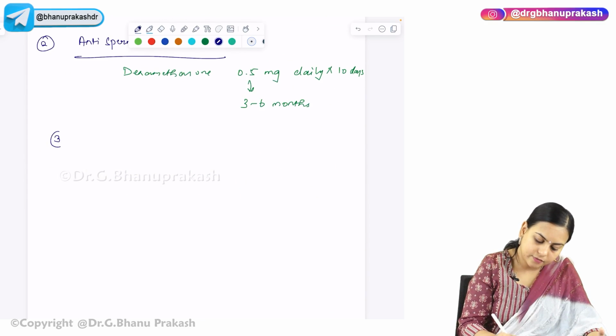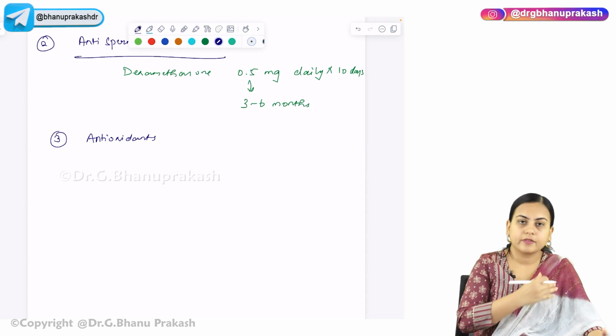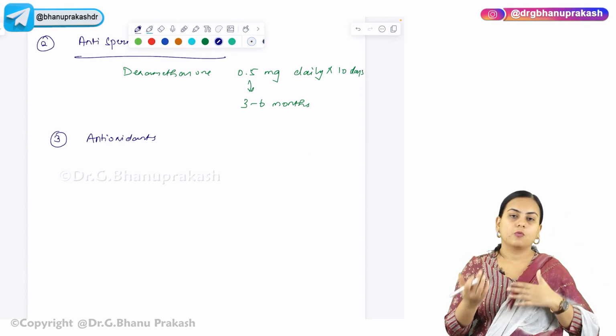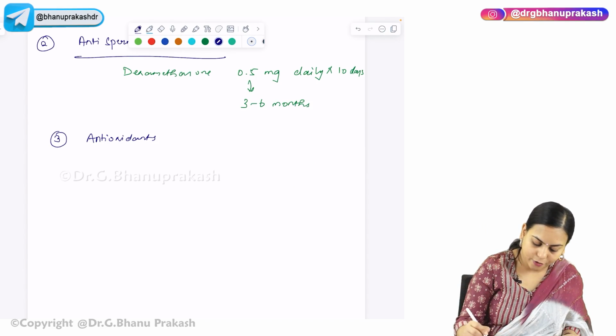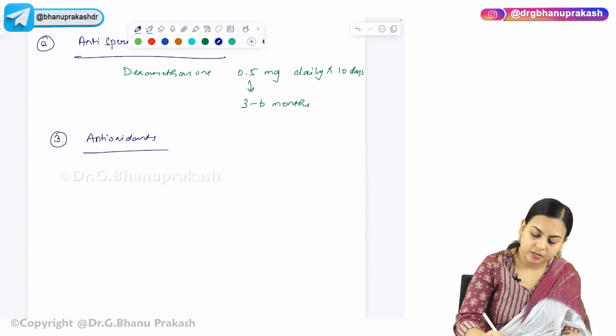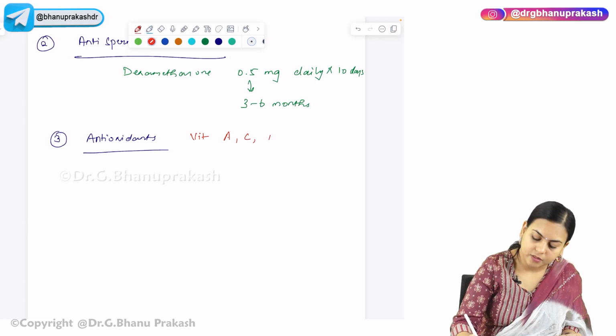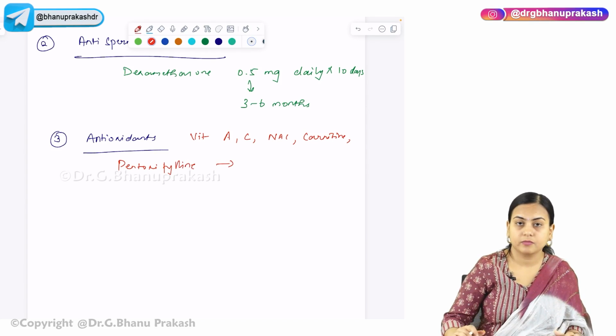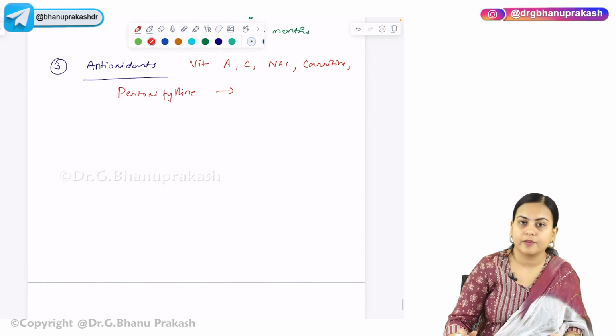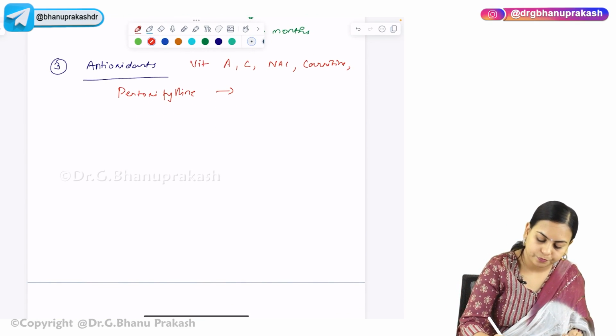And the next management you can do is you can supplement them with antioxidants, because we have seen oxidative stress is also one cause, right. So antioxidants that should be supplemented include your vitamin A, vitamin C, N-acetylcarnitine, then carnitine acid, okay. You can even give pentoxifylline, okay, that is given to improve the sperm quality as well as to prevent the DNA damage.